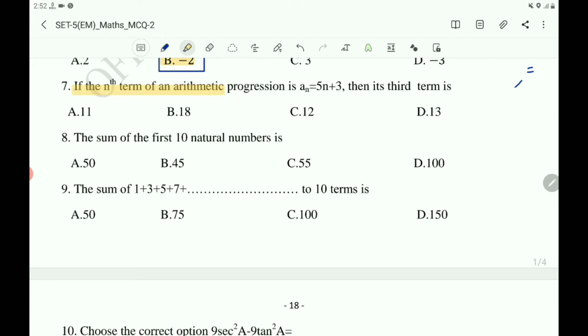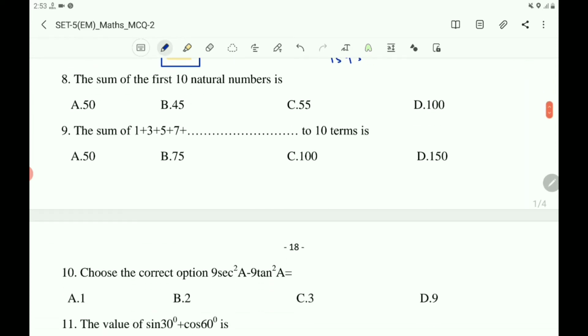The nth term of an arithmetic progression is an equals 5n plus 3. Then its third term is... here an is given, we have to find a3. In the place of n we have to take 3 for the third term. So here a3 equals 5 into 3 plus 3. That is 15 plus 3, which is equal to 18. So what is the answer here? Option B is the answer. 18. Option B is the answer.